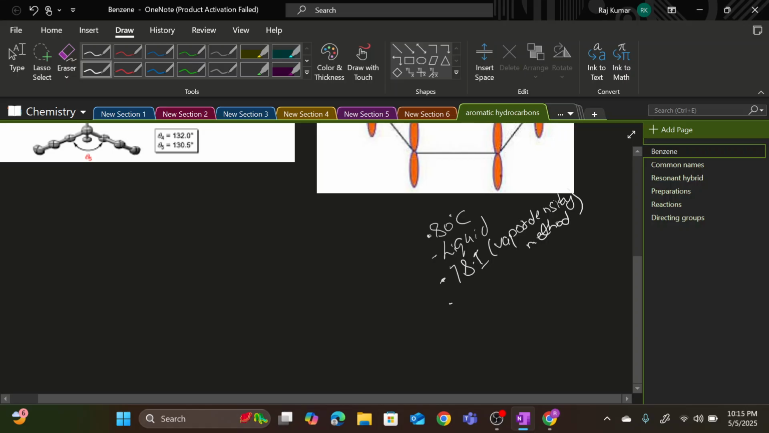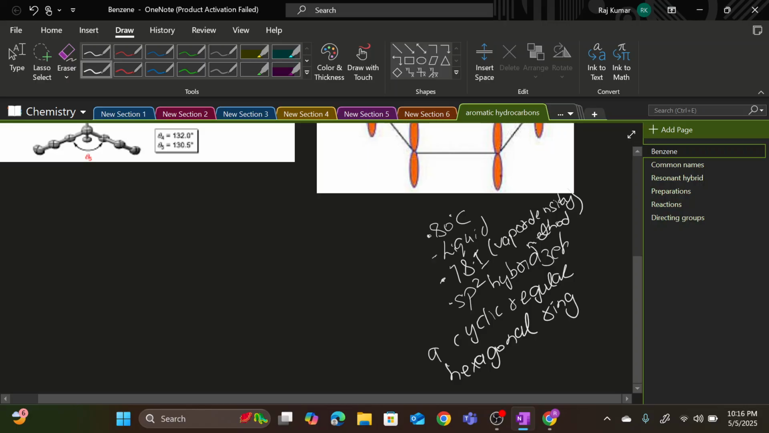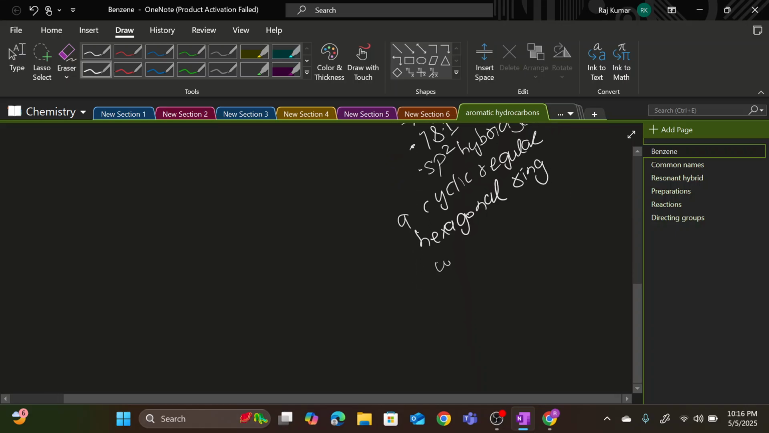Now, when it comes to its common properties, it is having sp2 hybridized orbitals. We need to understand what benzene is essentially. Essentially, benzene is a cyclic, regular, hexagonal ring which is having three double bonds.